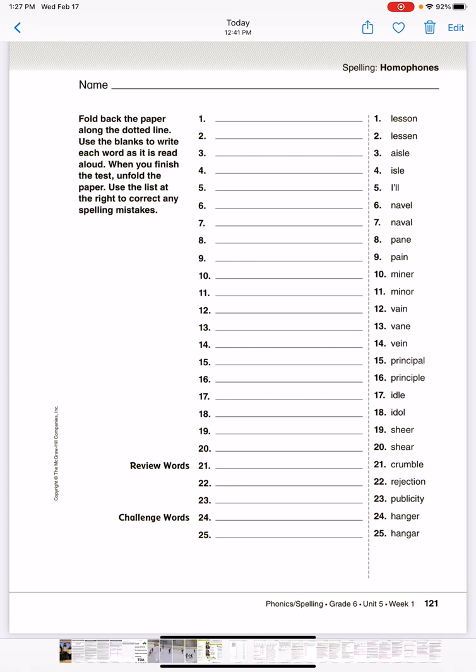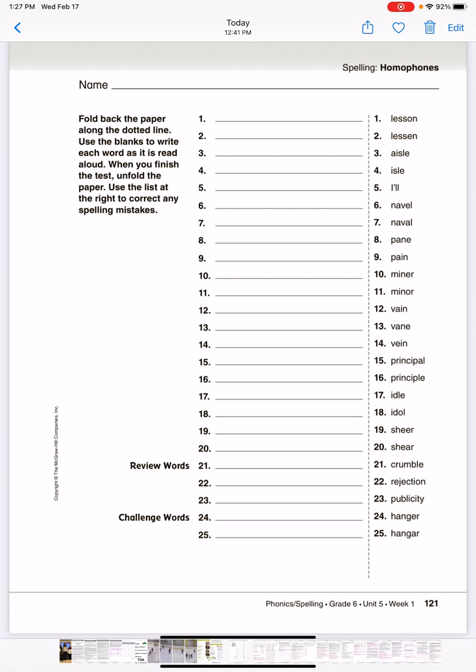1 is something you learn, a lesson, whereas 2 is to make less. 3, 4, and 5 is aisle. 3 is aisle, like the space between your desks. 4 is isle, like shorthand for an island. And 5 is I'll, like an abbreviation for I will.